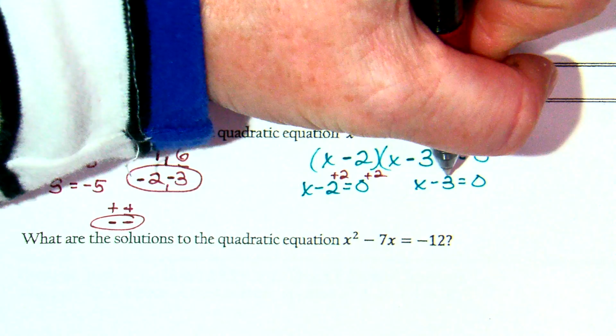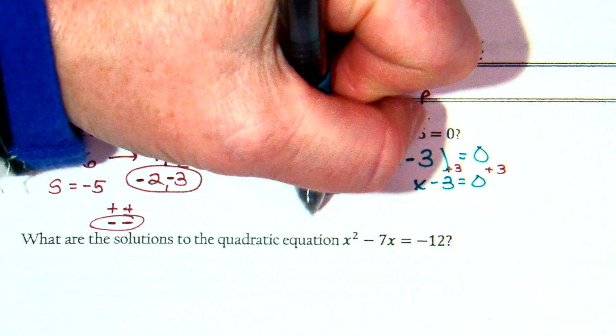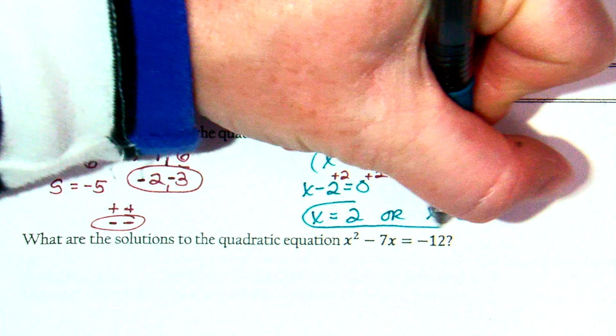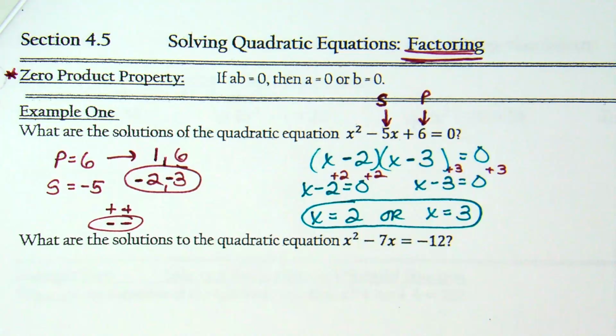If it's x minus 2, you have to add 2. If it's x minus 3, you have to add 3. So we get solutions of x equals 2 or x equals 3. Is it okay to have two answers? Yes.